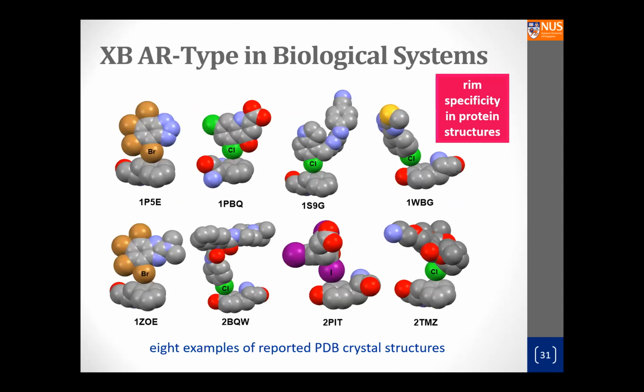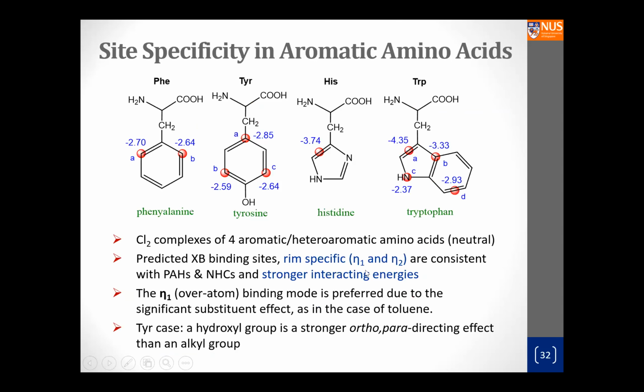How about biological systems? There are many biological systems that have aromatic amino acids, and there are tons of examples in the protein database. Here I just took 8 examples from PDB crystal structures involving aromatic amino acids. Again, in this example you can see phenyl, chlorine, bromine already interacting at the rim. Again, we just try to model the same thing: you take out the amino acids and do a simple calculation, and this confirms the interaction site.